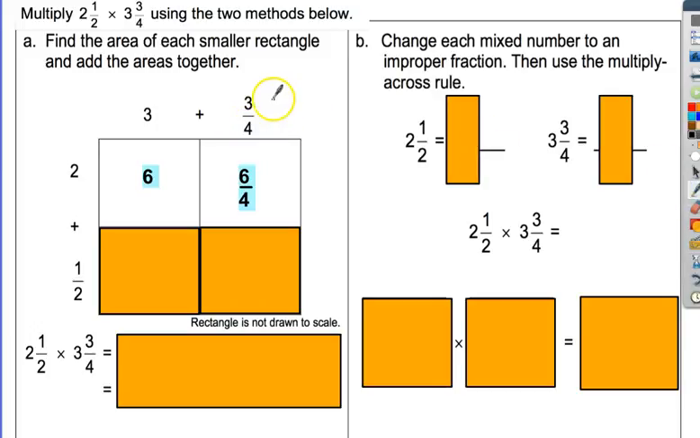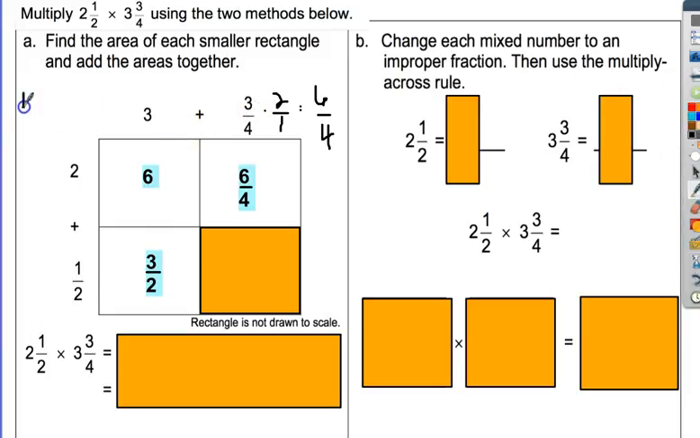And again, if I'm looking at 3/4 times 2, I'm going to put 2 over 1. So 3 times 2 is 6. 4 times 1 is 4. Sometimes it helps just to see it written again. And now I've got 1/2, and 1/2 times 3, that's 3/2. Now I have 1/2 times 3/4.